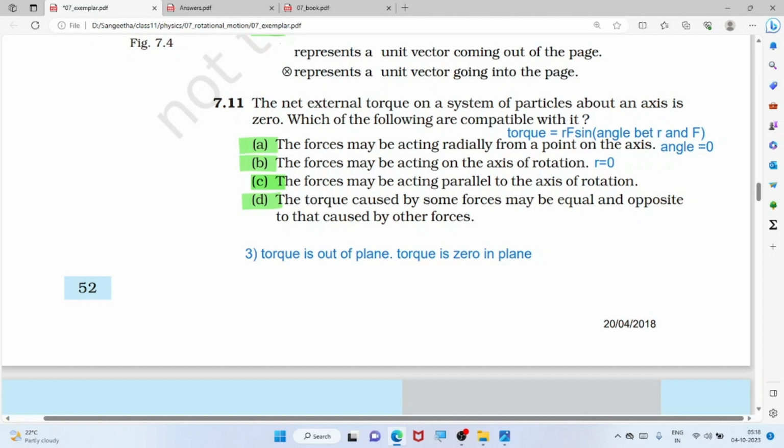The forces may be acting along the axis of rotation. Here the position vector will be 0, since the force and the axis of rotation are the same, so the distance r will be 0. The forces may be acting parallel to the axis of rotation. In this case there will be some torque, but it is out of the plane, not in the plane. Torque won't be there in the plane. The torque caused by some forces may be equal and opposite to that caused by the others. This can be, so all the points are true.